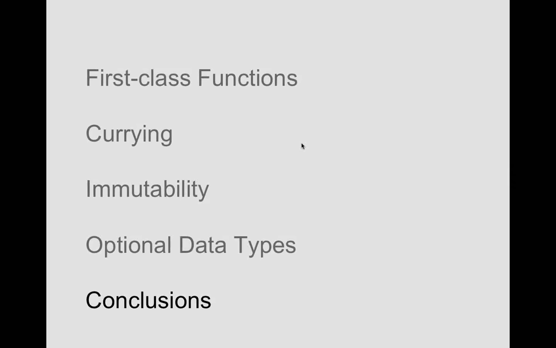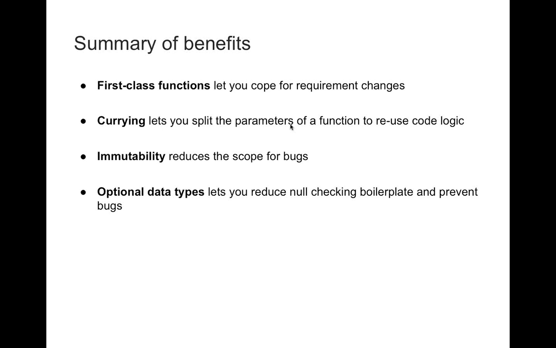Right, so it's now time to conclude and summarize what we've seen so far. So we've introduced first-class functions, which is a functional programming technique which lets you cope with requirement changes. So that was the idea of passing a function as an argument to another function, just like we're doing with normal values like numbers and objects. Currying was the idea of splitting the parameters of the function to reuse code logic.